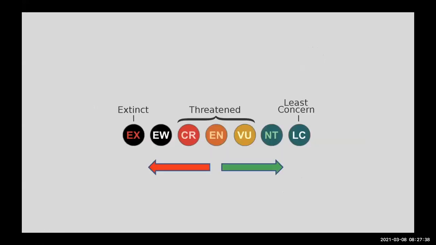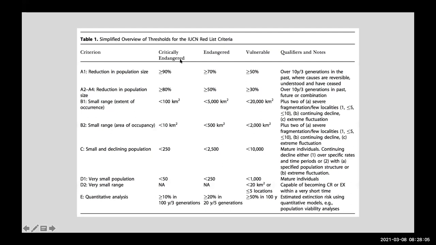And so essentially, you know these classifications where you say, this is a species that's common and in no danger, so it's least concern, near threatened, vulnerable, endangered, critically endangered, extinct in the wild, or just extinct. And obviously, good is over towards this end of the spectrum, and bad is over towards this end of the spectrum. And IUCN has developed specific criteria for these classifications. So for example, critically endangered would be a species that has seen at least a 90% loss in its population.